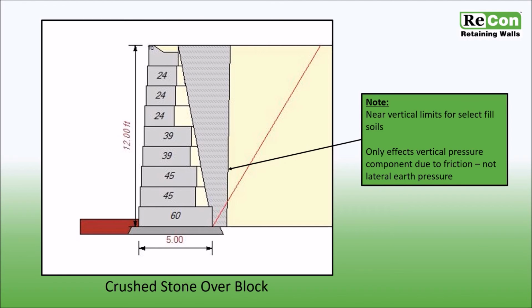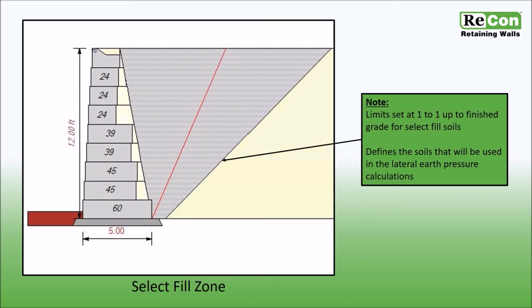Using the Select Fill Zone feature, on the other hand, actually defines the soils that will be used in the lateral earth pressure calculations performed by the software. Therefore, it is important that it is clearly shown in your construction documents the use of a fill zone starting 1 foot behind the base block and extending up at a 1:1 to finished grade.